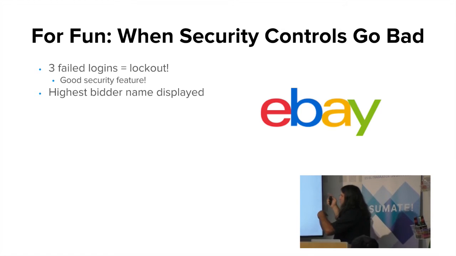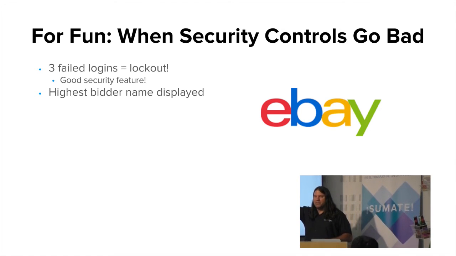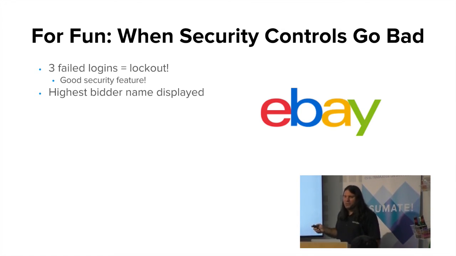Now, when you go to bid on an item, once upon a time, they don't do this anymore, and there's a very good reason why they don't. Once upon a time, you would be looking at the item and it would say, highest bidder name, B. Owen.